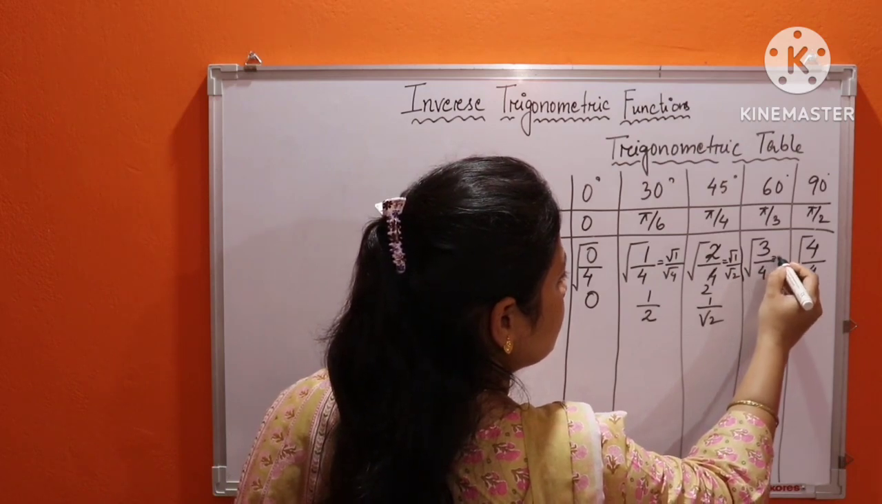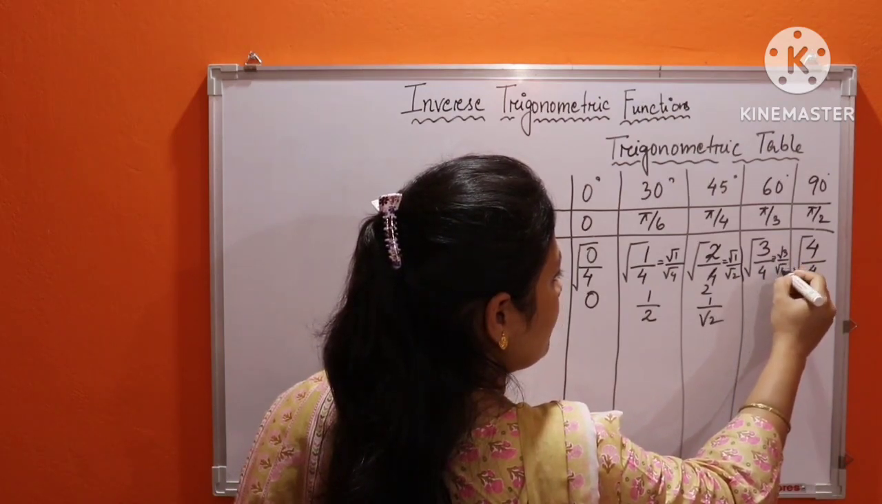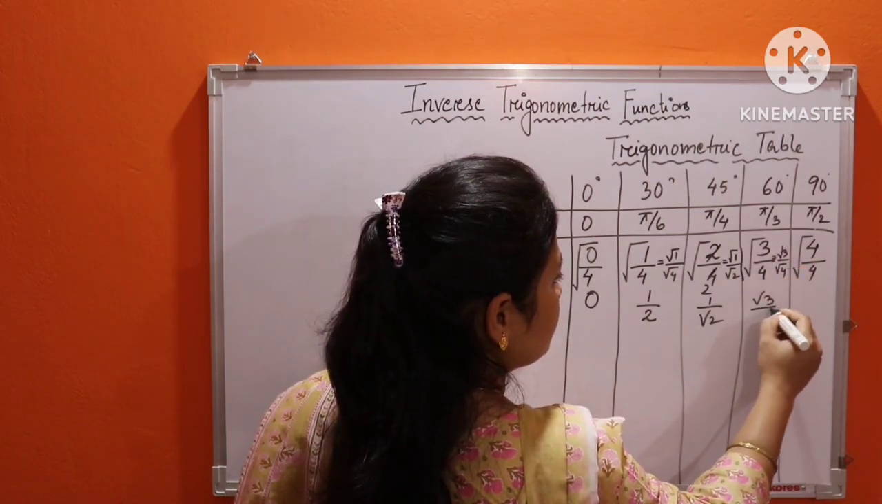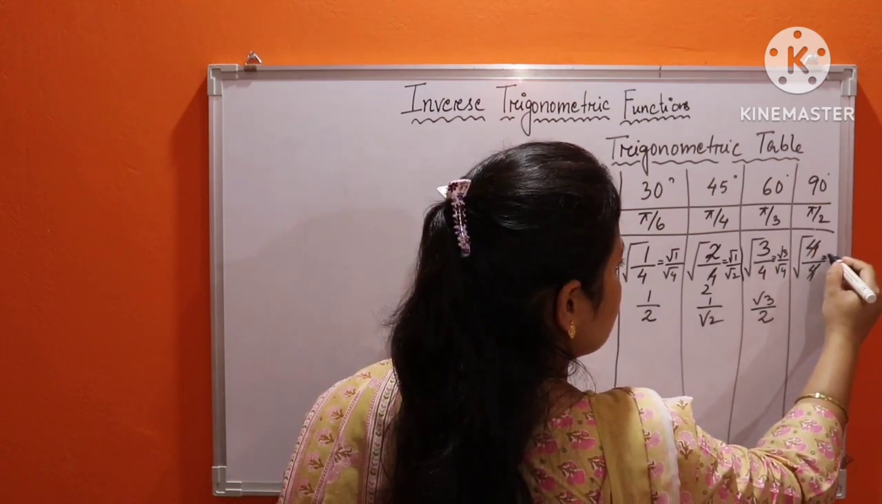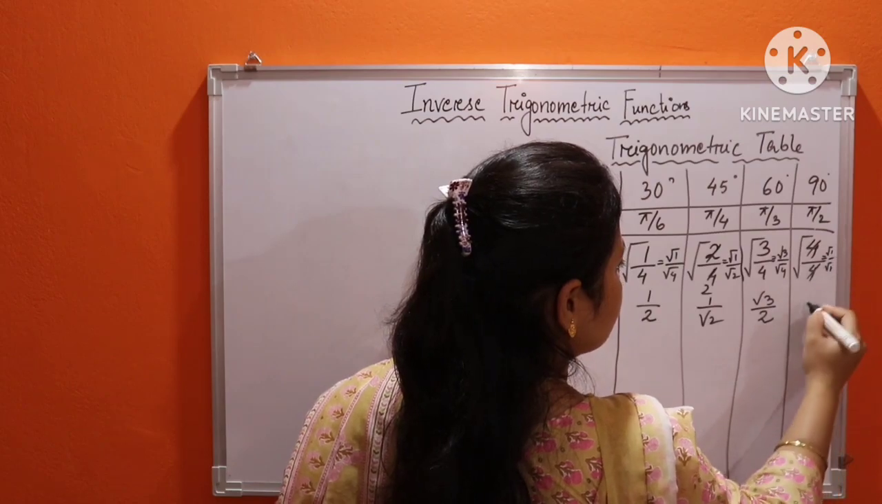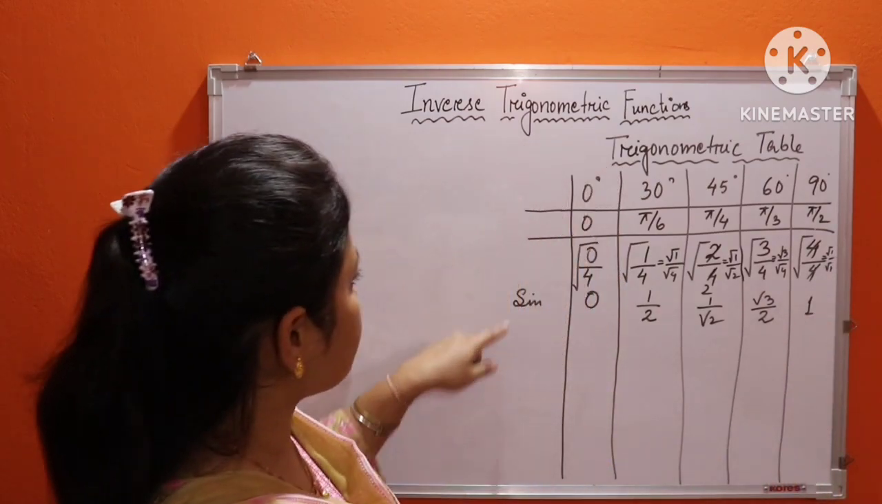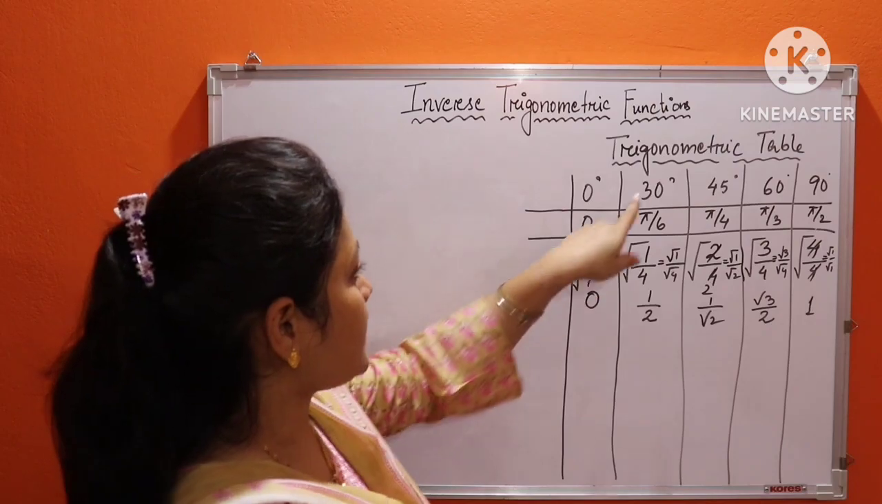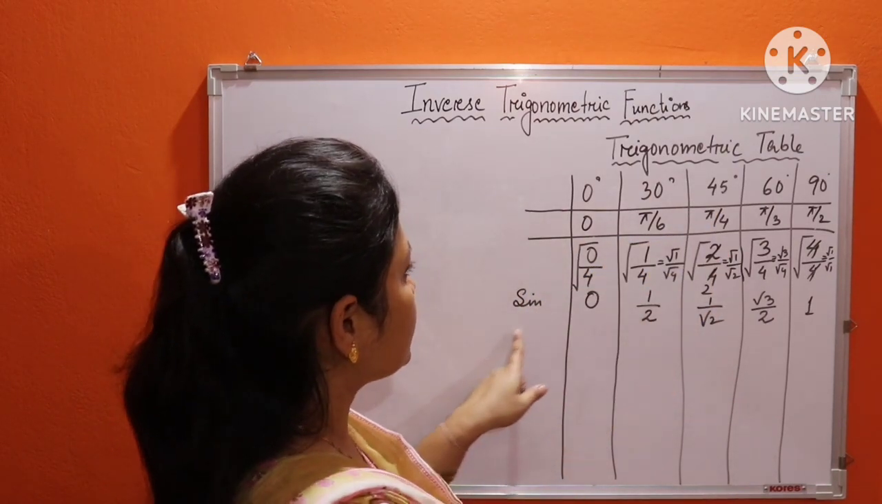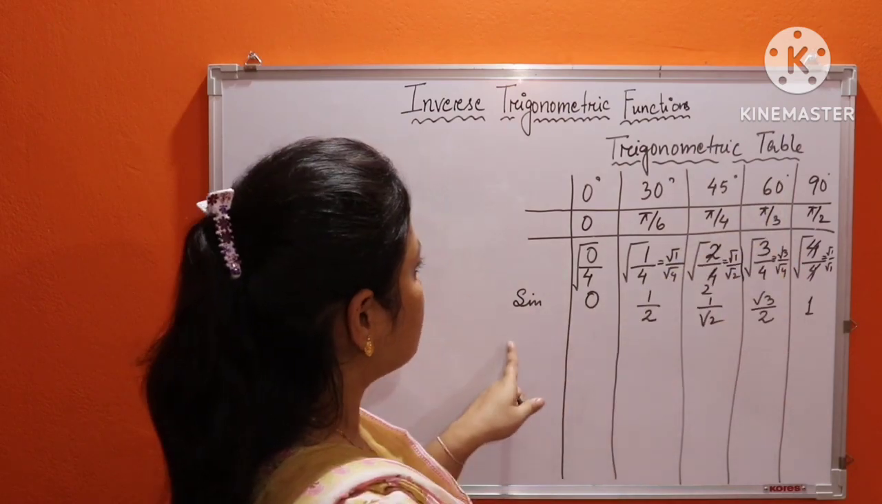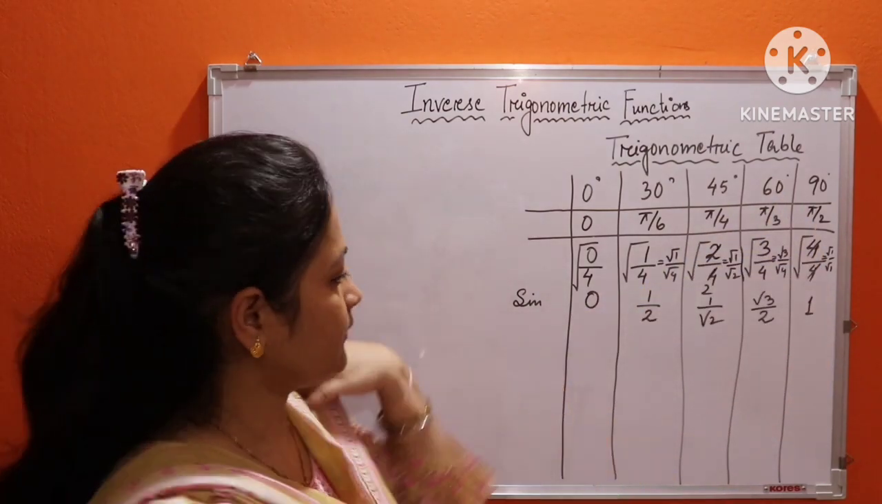Similarly here, root 3 by root 4, which will be root 3 by 2. 4 will be cancelled, that is root 1 by root 1, which will be equal to 1. That means sine 0 degree we got 0, sine 30 half, sine 45 1 by root 2, sine 60 root 3 by 2, sine 90 1.